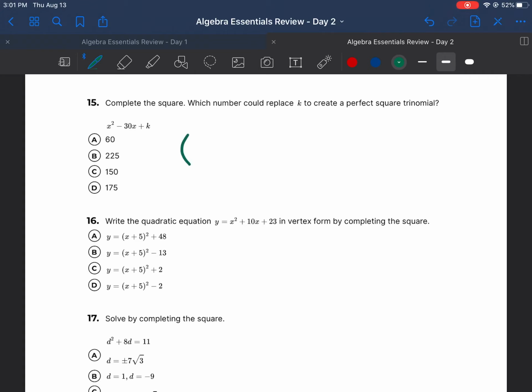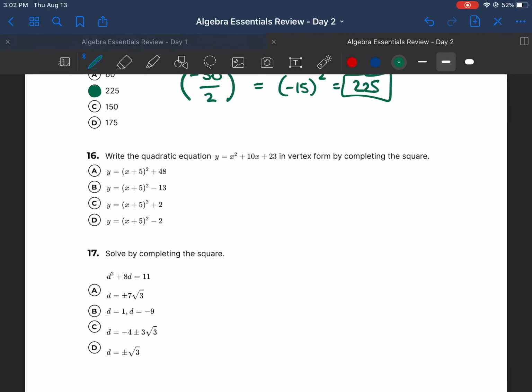So if I take negative 30, divide it by 2, and square it, that's going to give us the k term that would make this a perfect square trinomial. Well, negative 30 divided by 2 is going to be negative 15, and negative 15 to the second power is 225. And that number would be k.